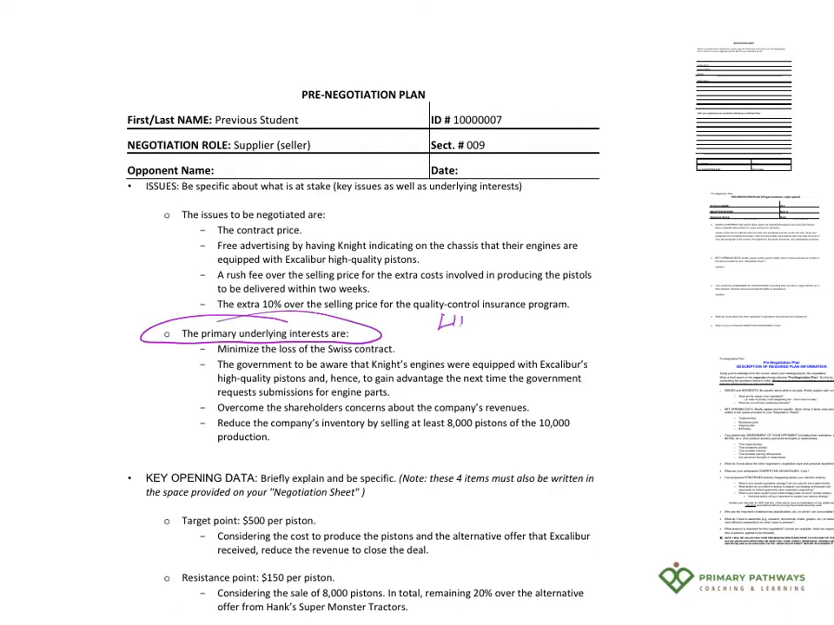The first one she has is minimizing the loss of the Swiss contract. Now, this is important in the case, but it's her perspective that it is her interest in the outcome. So minimizing the loss of the Swiss contract will have some effect on the target and other information later. The next one we look at is the government to be aware that Knight's engines were equipped with Excalibur's high-quality pistons and so on. This is something she has an interest in, and as it relates to the case, there will likely be other things that show up later in the plan that reflect this.